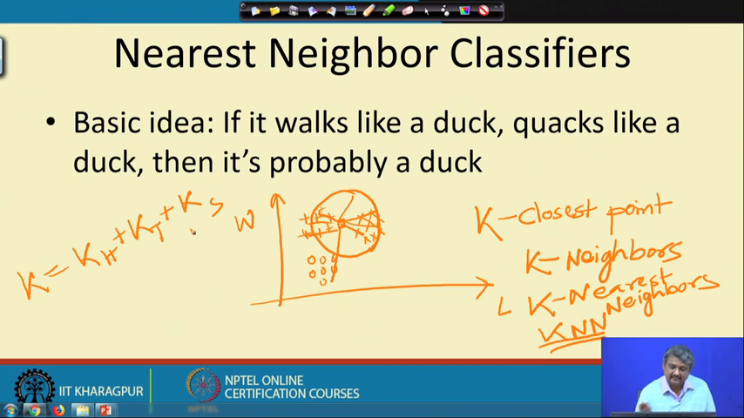So, I can alternately think of it like this, as if I am conducting a vote, an election among its neighbors, and whichever class wins the election, that means the highest number of members are there from that class among these k neighbors, I classify the new point to this winner.